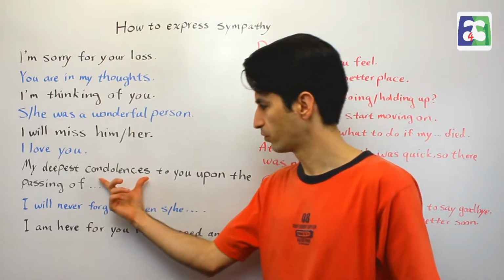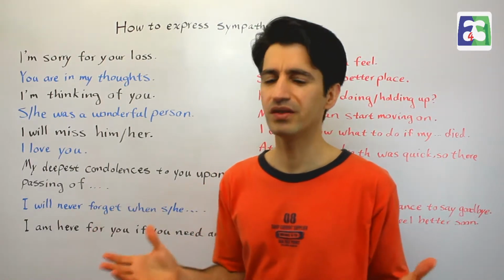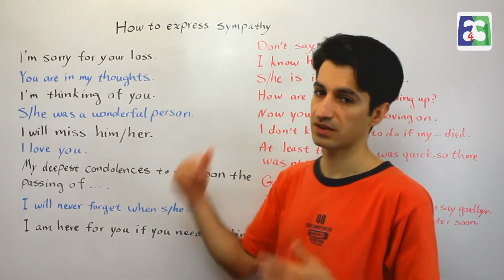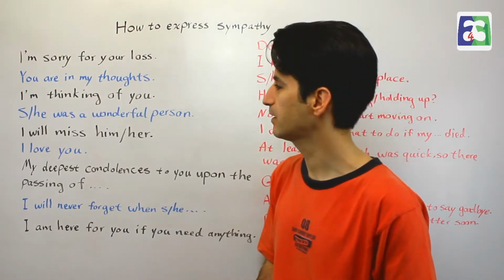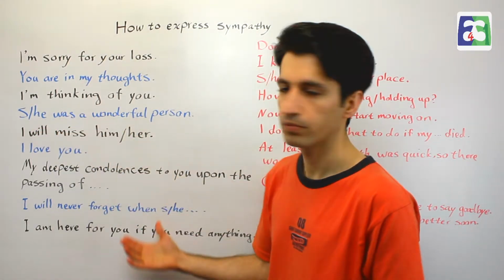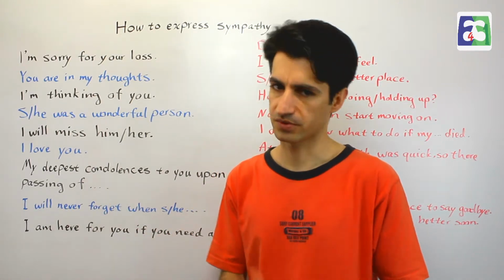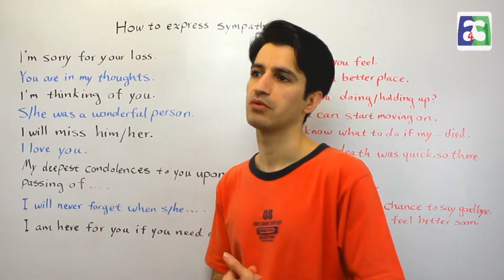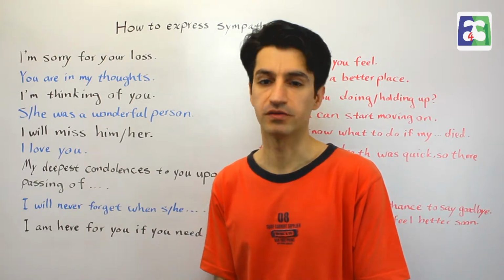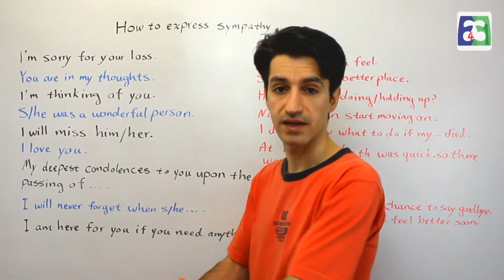It's not just words like this, these kind of big words. You can express common words, but be careful not to offend anyone. These are the ones that might be really offensive. Okay? I'll miss him, I'll miss her. She or he was a wonderful person. So talk about good characteristics of the person. How good he was, how intelligent he was, or the good things that we can remember of the person, or a good memory. I will never forget when he or she did that.